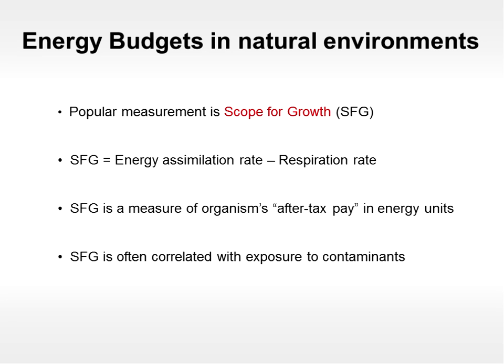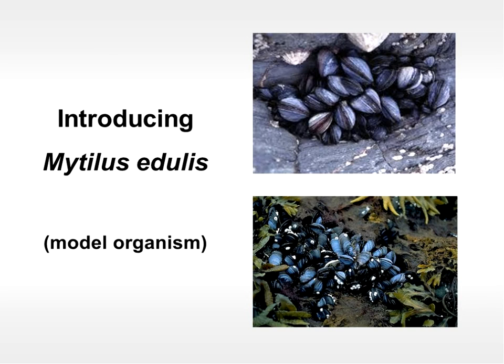If you think of respiration as a tax on the income from the food, scope for growth is a measure of after-tax pay. And for people who have read the literature, or for the people here at UCSB that have been to my previous classes, scope for growth is just the same as what is sometimes called net production. And it's often correlated with exposure to contaminants. My favorite example of this comes from data on the marine mussel, Mytilus edulis, the blue mussel.